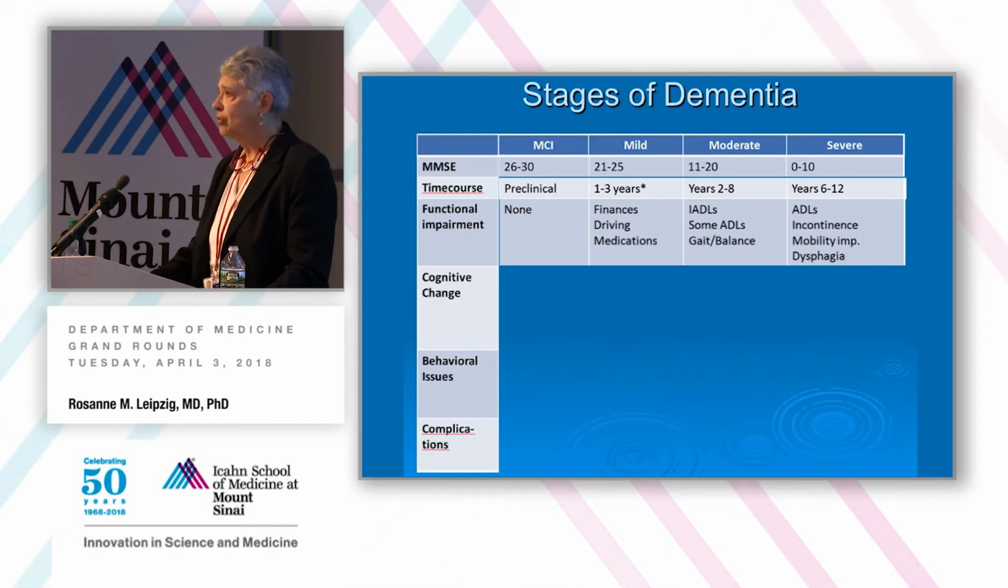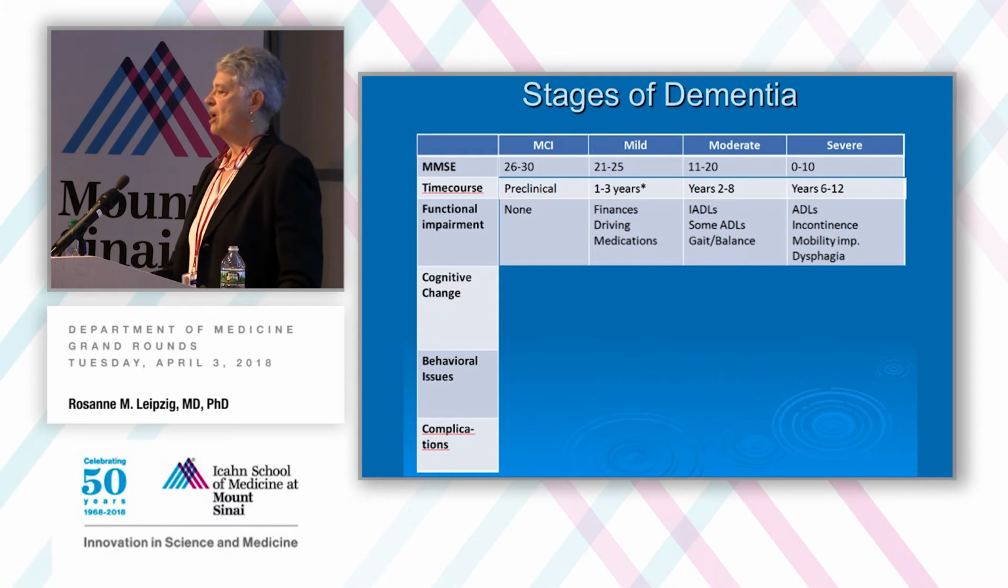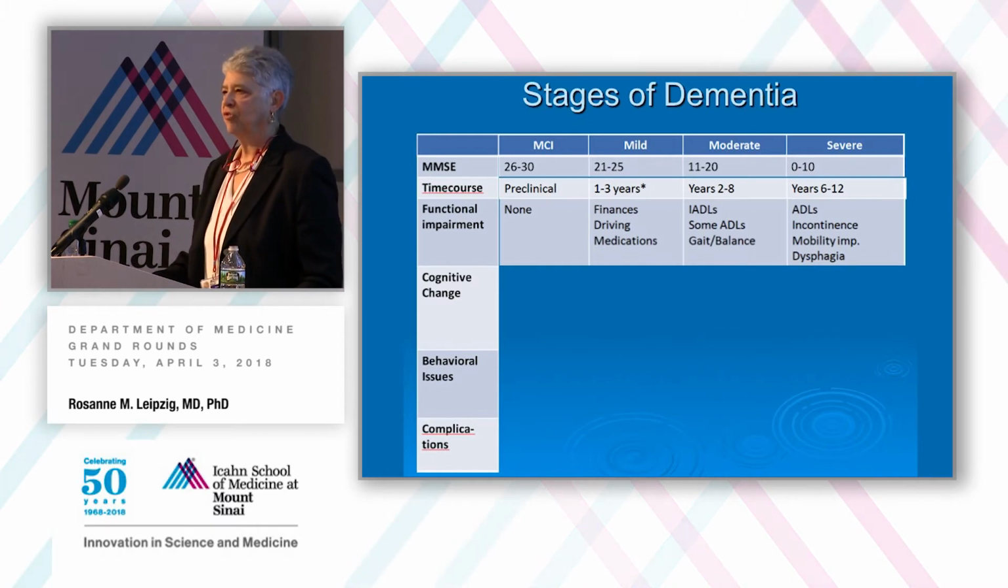And then severe dementia, which I know you have all seen, are people who can't do their ADLs, are incontinent, have mobility impairment and dysphagia. It's a terrible disease.